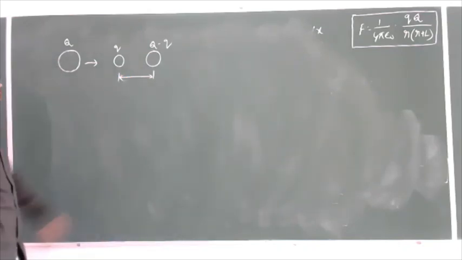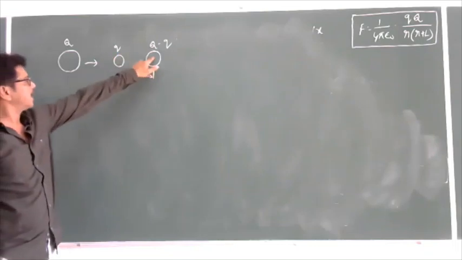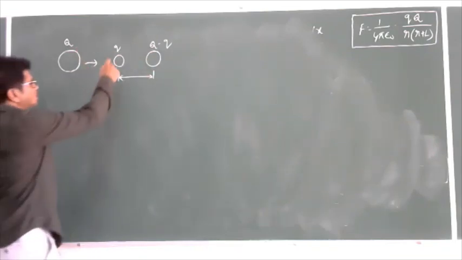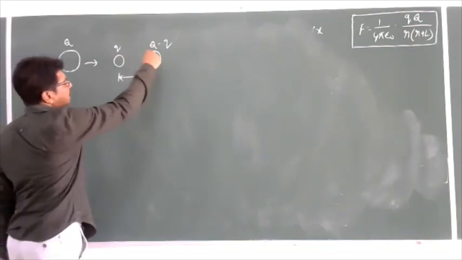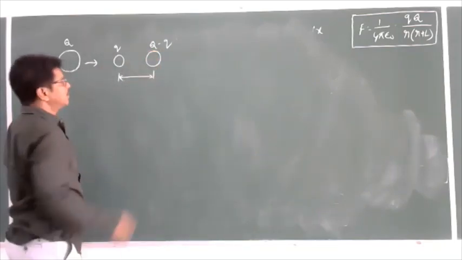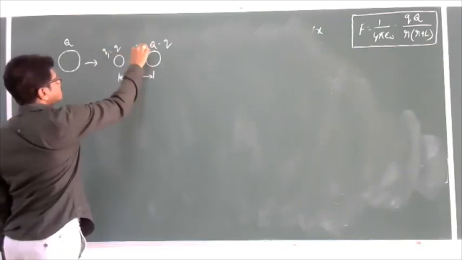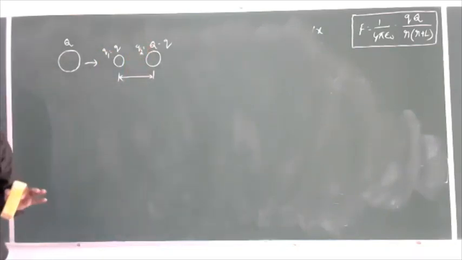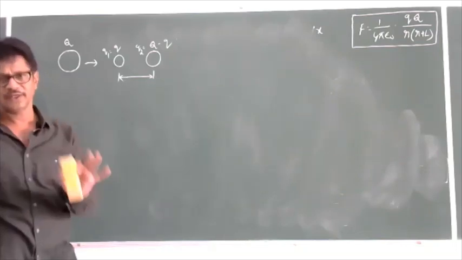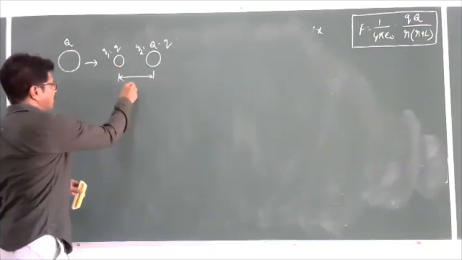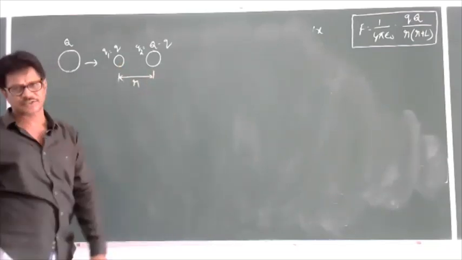In order to experience the maximum force between them, what should be the value of this and this? For example, if this is the Q1 and this is the Q2, what is the value of Q1 and what is the value of Q2, in order to experience the maximum force when they are separated by a certain constant distance?